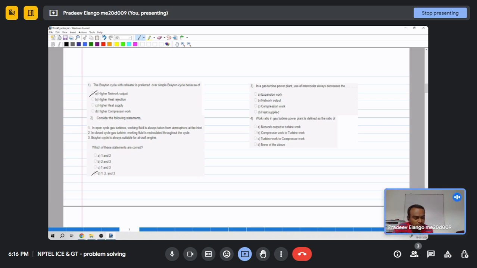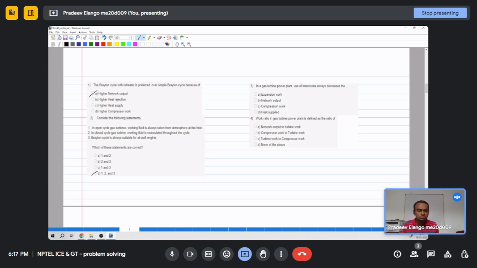In a gas turbine power plant, use of intercooler always decreases the expansion work, net work output, compression work, heat supply. So heat supply.